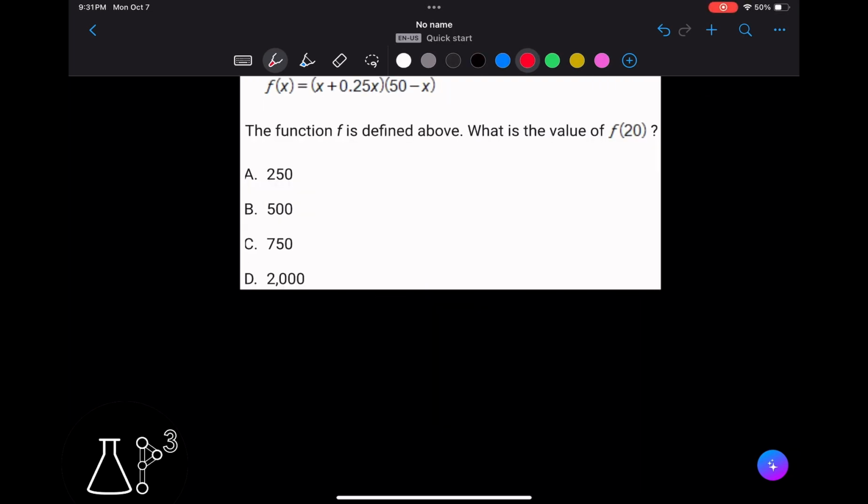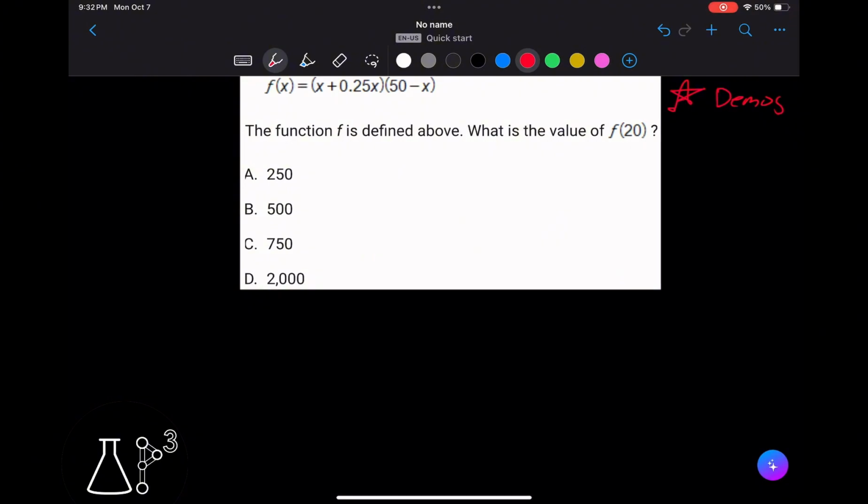Now, we're given a different question, but there's Desmos. Fortunately, the value that we need to plug in for x is pretty simple, and this is, again, another Desmos question. So we'll go over how to use Desmos in this question. But before that, like we did in the previous question, let's go over how to do it the normal way. So we're given f of x equals x plus 0.25x, which is multiplied by 50 minus x.